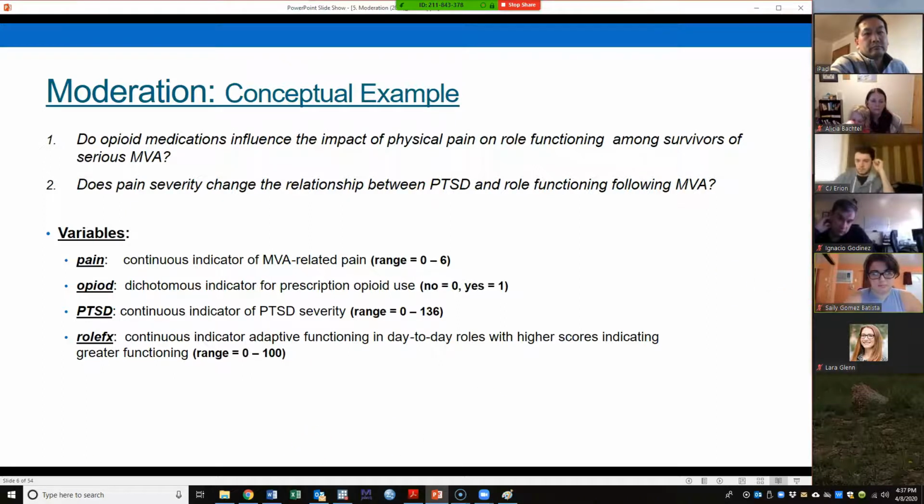So here, pain, opiate use, PTSD, you're all familiar with that. And then for these series, I've elected to forget that we log transform that. We're just going to go through role functioning in general, just because it'll make it easier to go through and talk about things. So we're just talking about this role functioning variable, even though we know it has problems.